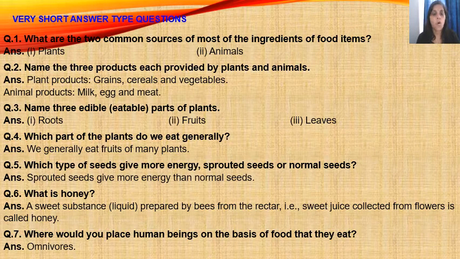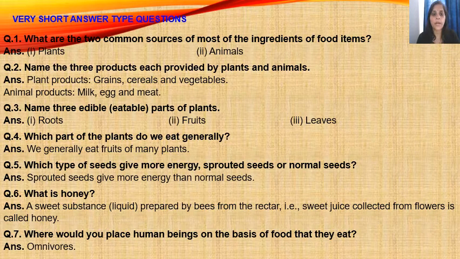Question 1. What are the two common sources of most of the ingredients of food items? As we have studied, there are two main sources from which we get our food, either plant or animals. So your answer is plant or animal.